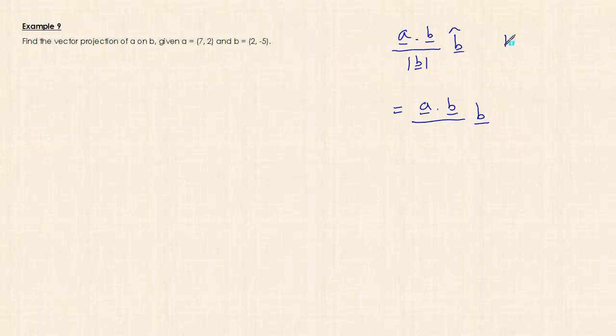So if we think about b hat being equal to b over mod b, then b over mod b, this one is already over mod b, so that's where the squared comes in. So this is the formula usually used for the vector projection. So we're doing A on B, so we need A dot B divided by mod B squared times B.